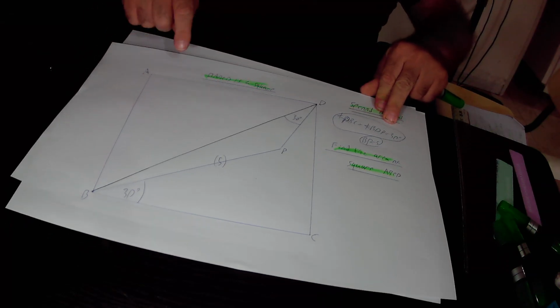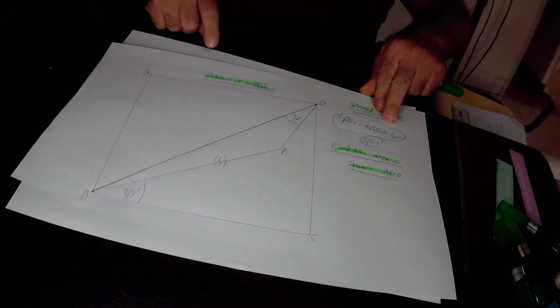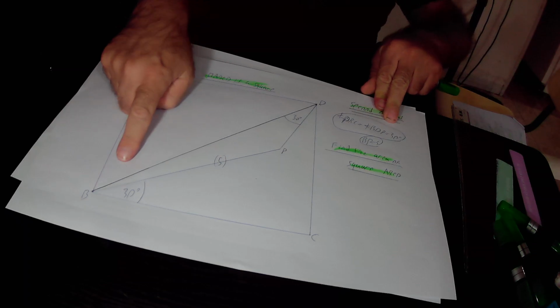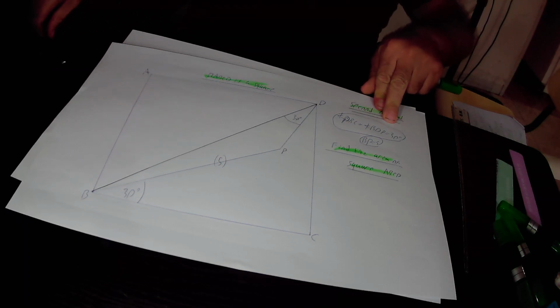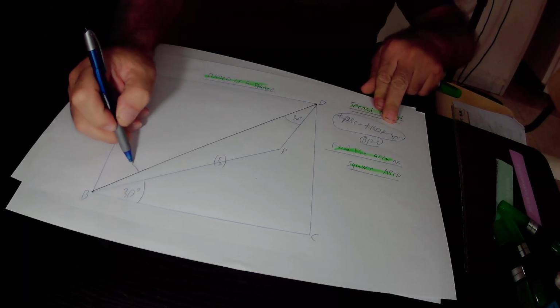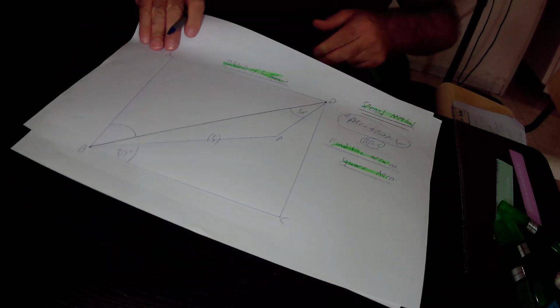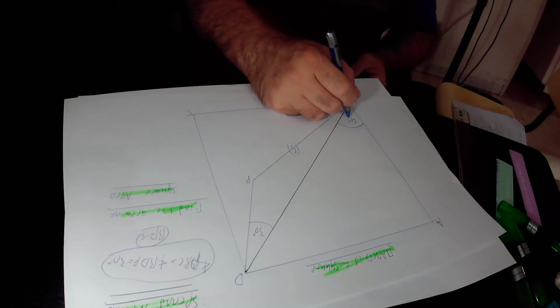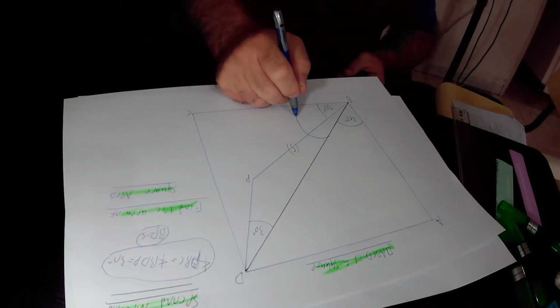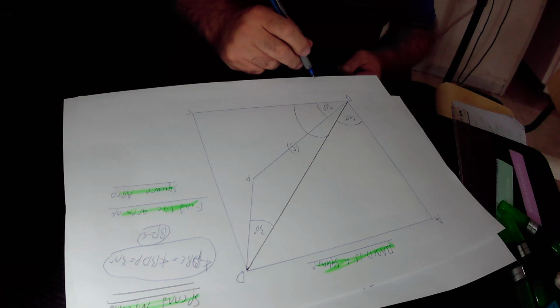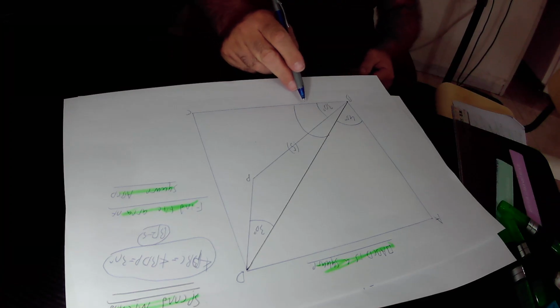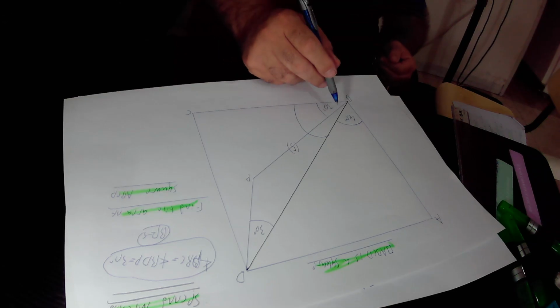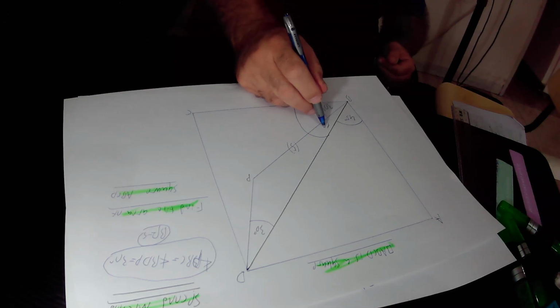Diagonal DB bisects angle ABC. This is the first half. This is equal to 45 degrees in size. This is the second half of angle ABC. That is also equal to 45 degrees in size. But this angle equals 30 degrees, and therefore the missing angle must be equal to 15 degrees in size.